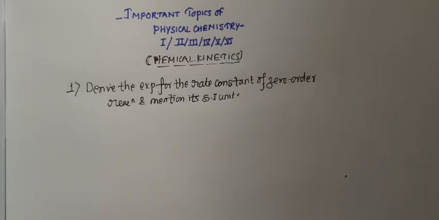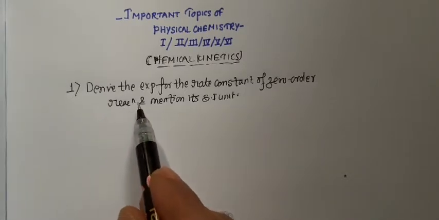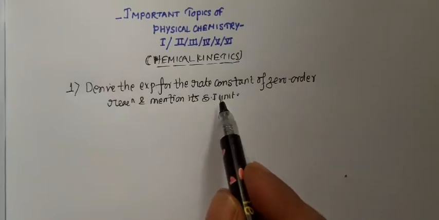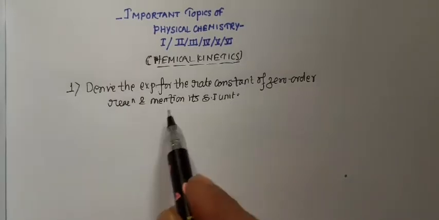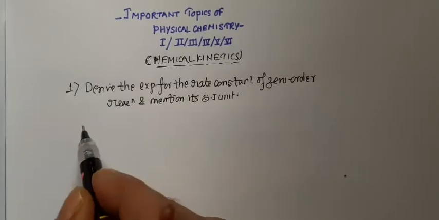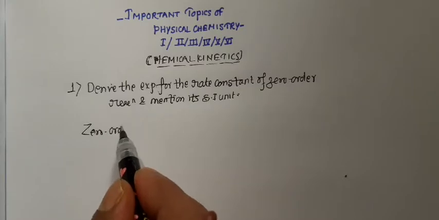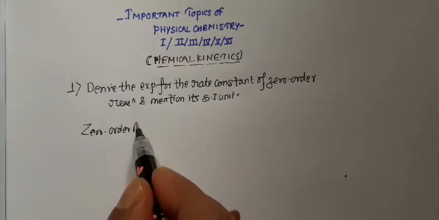Today we are going to discuss some of the important topics of chemical kinetics. The first question is: derive the expression for the rate constant of zero order reaction and mention its SI unit. So first of all we have to understand what is zero order reaction.